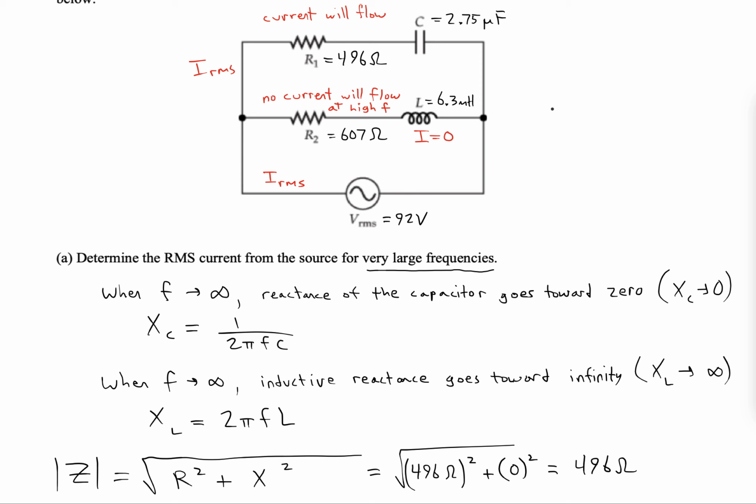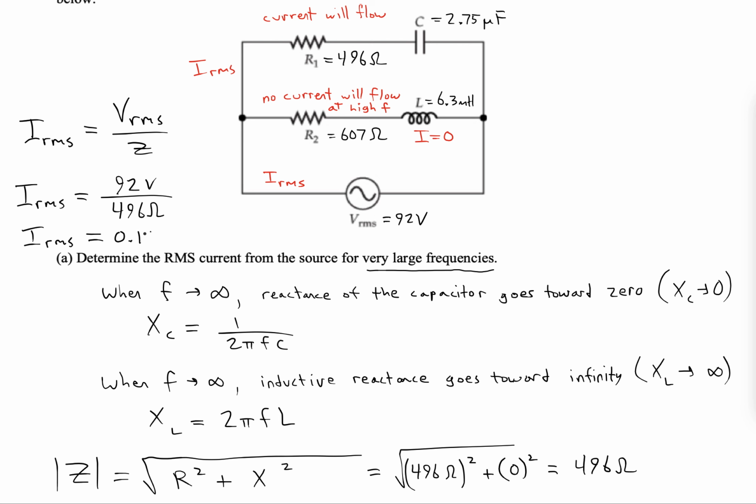And now for the last step, we'll solve for IRMS by dividing the RMS voltage by Z. So 92 volts over 496 ohms. I'm getting 0.185 amps.